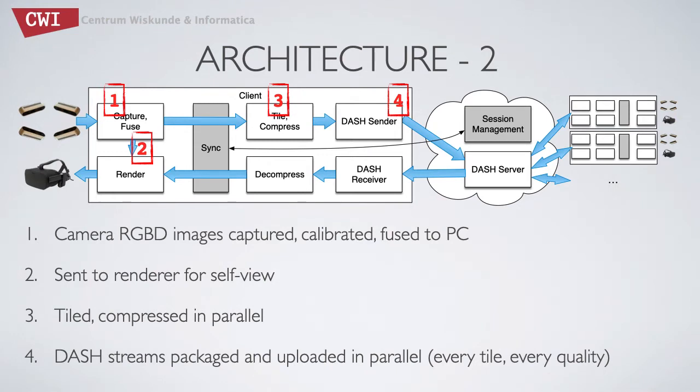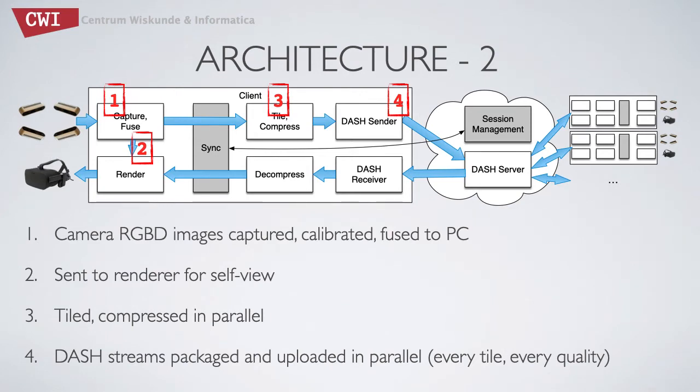First of all, they go to the local renderer for self-view, and that is needed so that if you wear a head-mounted display, you can actually see your own hands and feet if you want to. They also go to the compressor, where the first step that happens is that the point cloud is tiled into multiple sections, and then each tile is individually compressed into multiple quality levels.